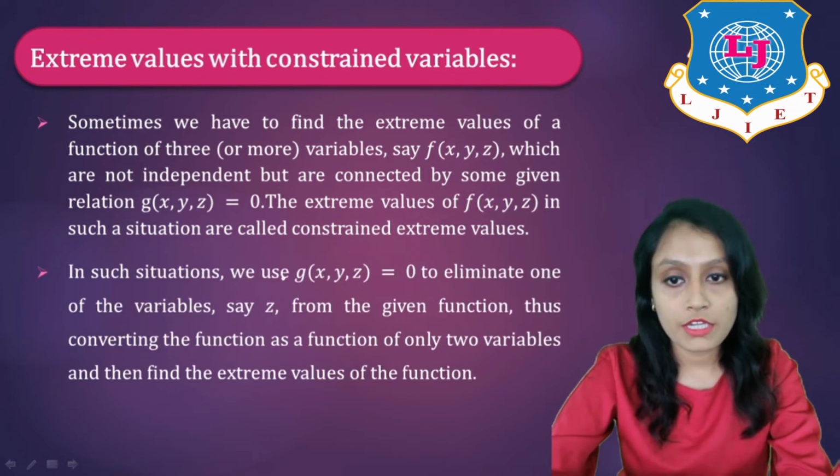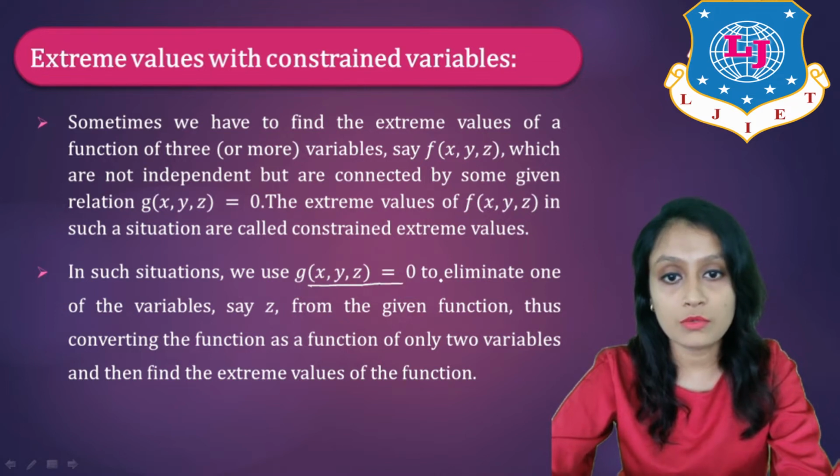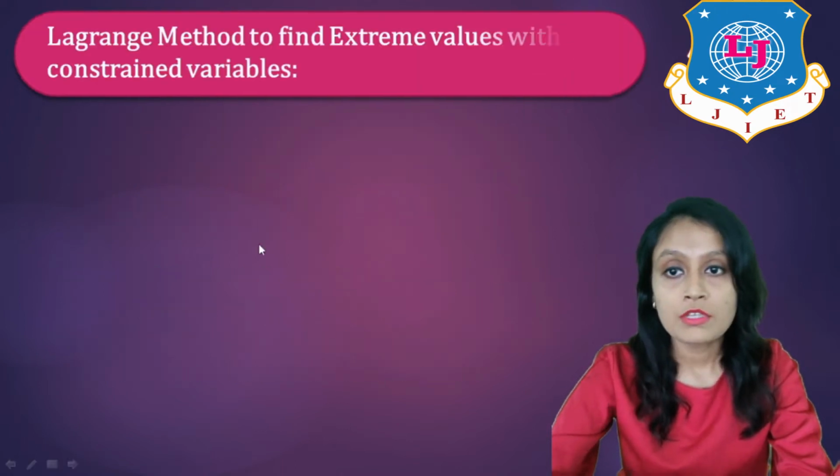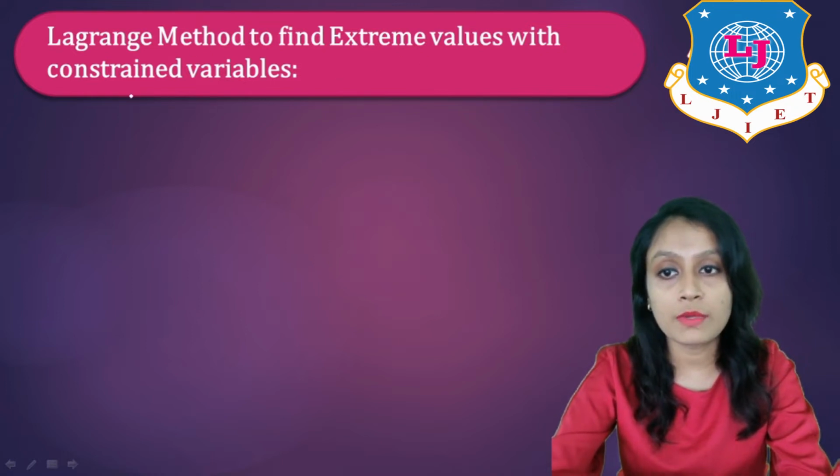In such situation, we use this g of x, y, z equal to 0 to eliminate one of the variable, for example, say z from the given function, and thus converting the function as a function of only two variables, and then find the extreme values of the function. So let's discuss the method to find extreme values with constrained variables.